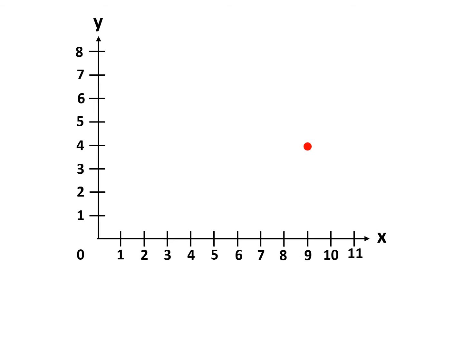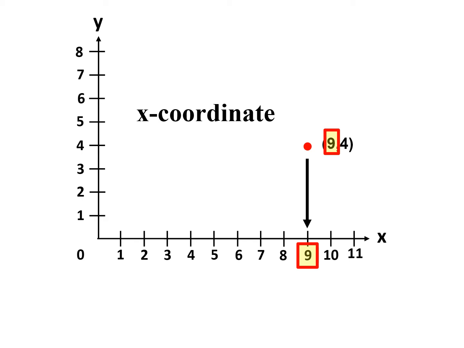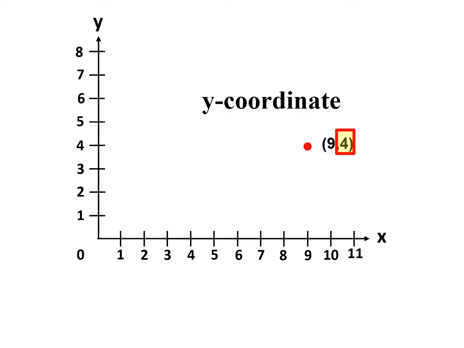Now let's go through another example with this other point. The name of this point is (9, 4). The x-coordinate of this point is 9, and this x-coordinate tells us that the point is located directly above the number 9 on the x-axis. The point's y-coordinate is 4. The y-coordinate tells us that the point is located directly sideways from the number 4 on the y-axis.